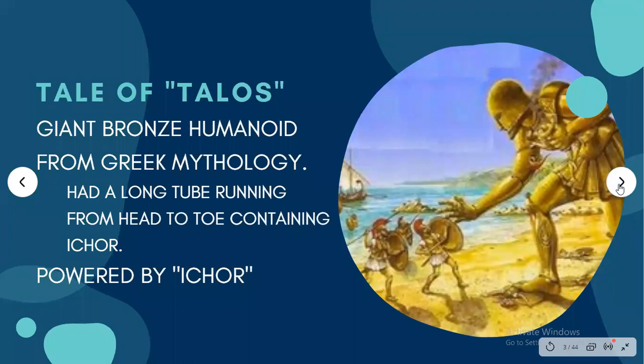Let us start with a story, the tale of Talos. Talos was a giant bronze humanoid, a character from Greek mythology. One peculiar thing about Talos was that he had a long tube running from his head to his toe containing a fluid called ichor. Ichor powered Talos and gave life to him. It is what made him think, talk, and act. In a later part of the story, Talos was killed by letting the ichor flow out of him.